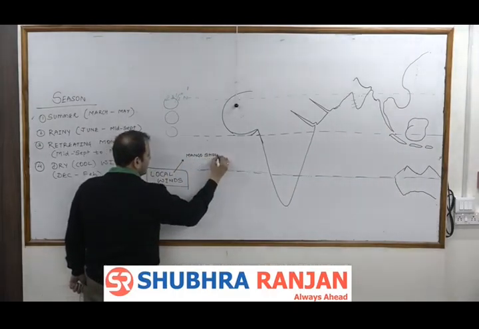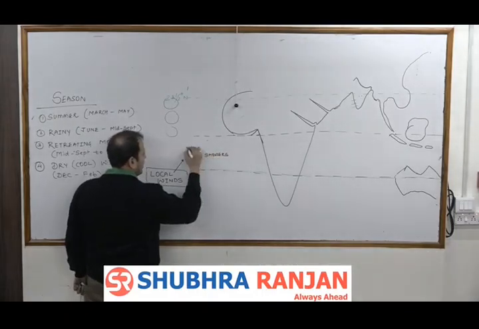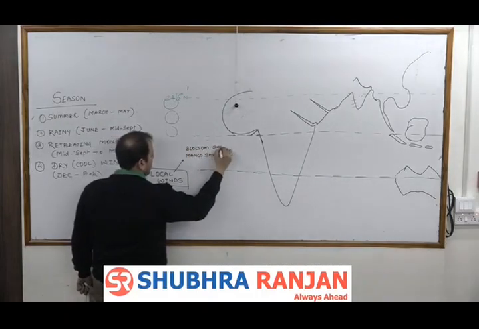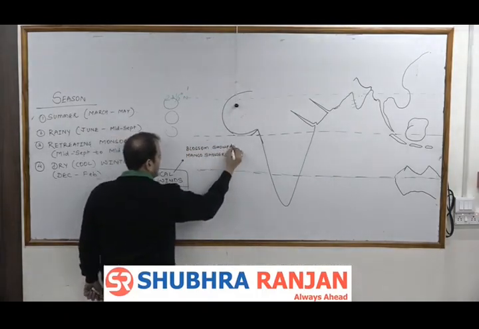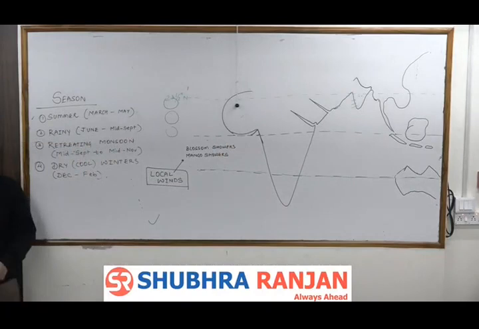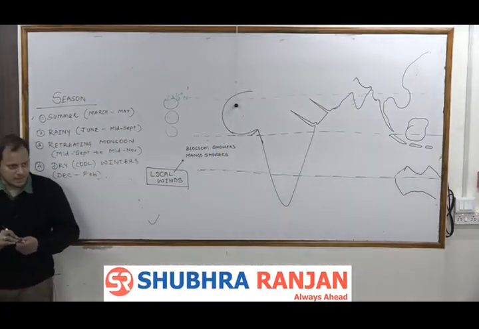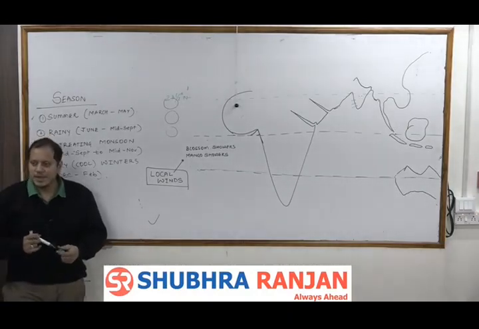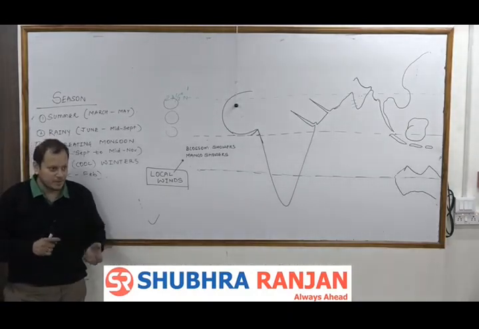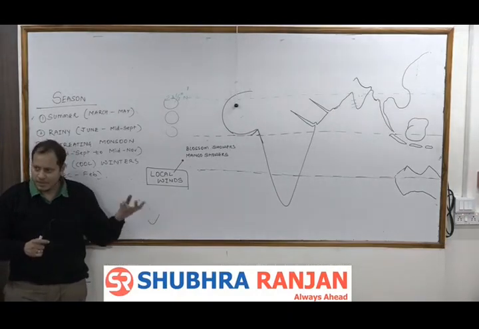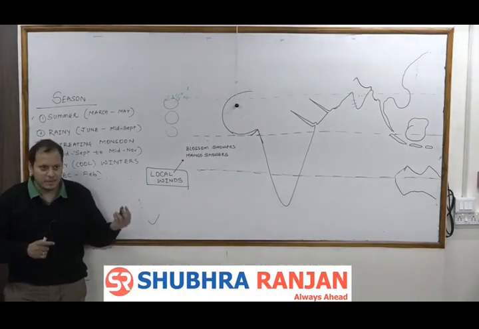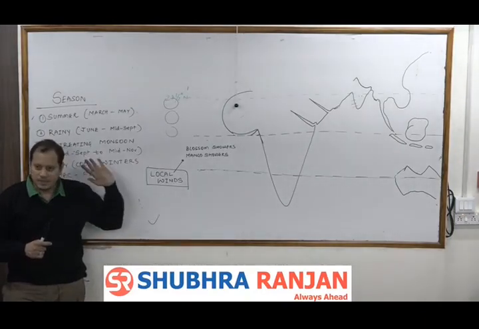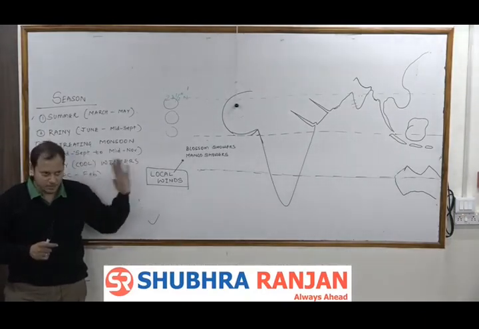mango showers or blossom showers. Mango showers in Karnataka, blossom showers in Kerala and Karnataka. Why mango showers? Because after this rainfall, humidity increase hoti hai, which helps in early ripening of mangoes. After this showers, humidity increase hoti hai, which helps in flowering of coffee plants. And therefore, these are known as mango and blossom showers.